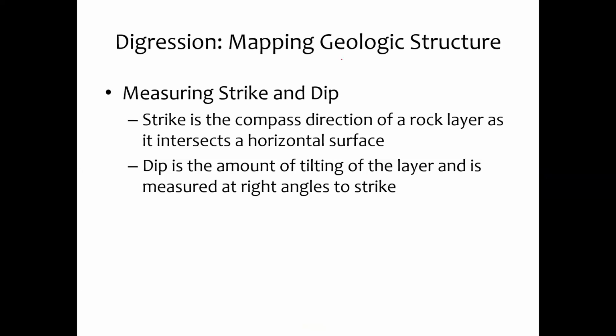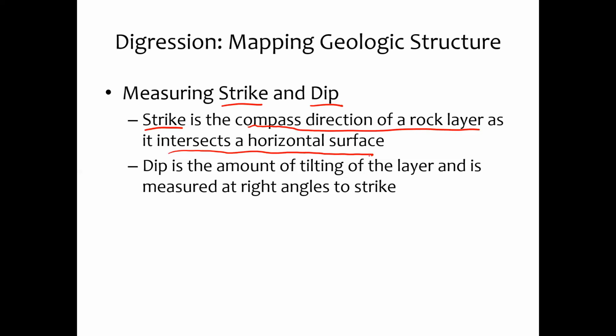So when we are mapping geologic structures, like deformational structures, like big folds or big faults, we have to be able to measure and describe the orientation that the layers of rocks take. And that's what we use strike and dip to do. So if I say it verbally and then I show you diagrams, I hope this will stick just a little bit. Strike is the compass direction of a rock layer as it intersects a horizontal surface.